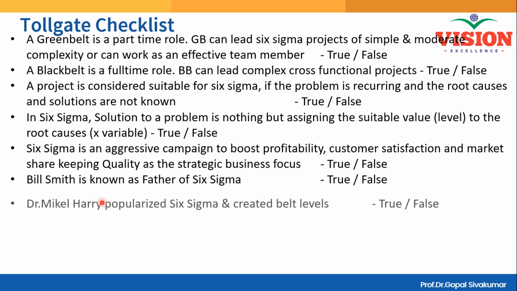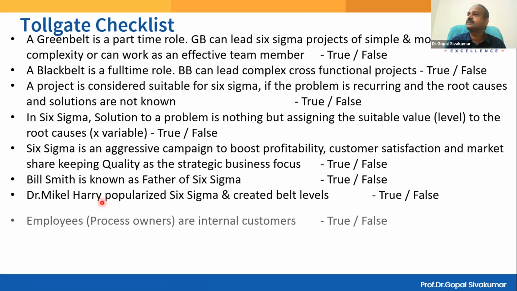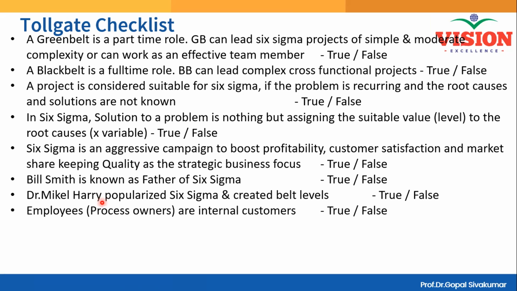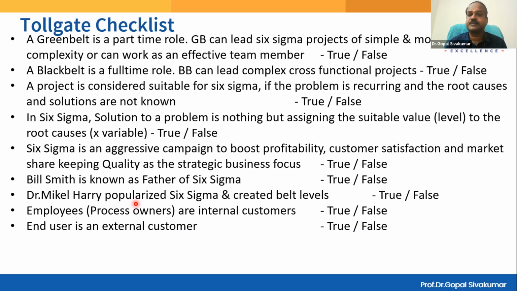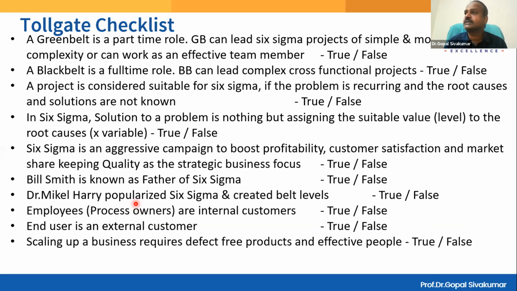Bill Smith is the father of Six Sigma. Dr. Michael Harry is the one who popularized Six Sigma. He made it much more structured; belt levels and all those things he brought. And employees, the process owners, are otherwise called internal customers in Six Sigma. Am I correct? Right. The end user comes under the category of external customer. He is outside your organization. Scaling up a business requires defect-free products as well as effective people so that they can continually manage the show.